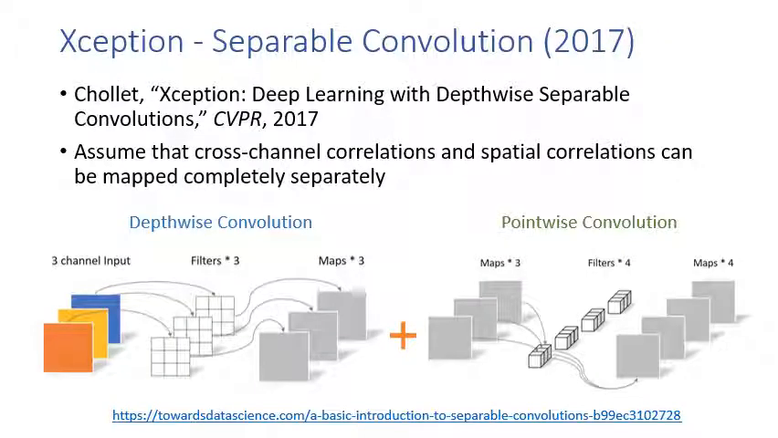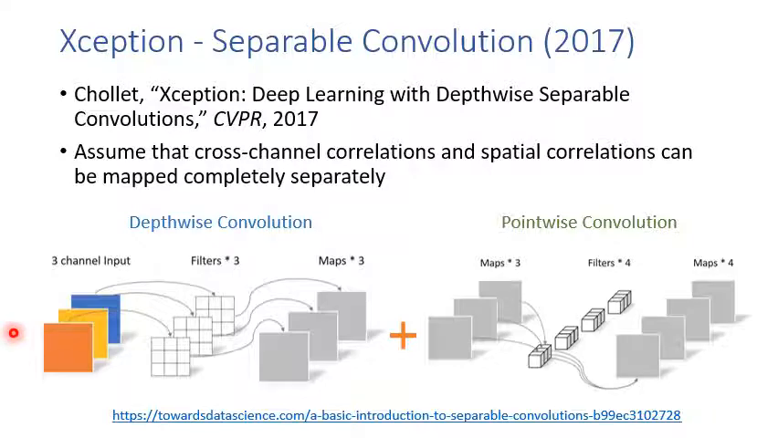Another promising architecture is Xception, which was proposed by the author of our textbook, Francois Chollet. Chollet proposed depthwise separable convolutions, which assumes that cross-channel correlation and spatial correlation can be processed completely separately. Here are 2 figures from this blog which can illustrate the depthwise separable convolution.